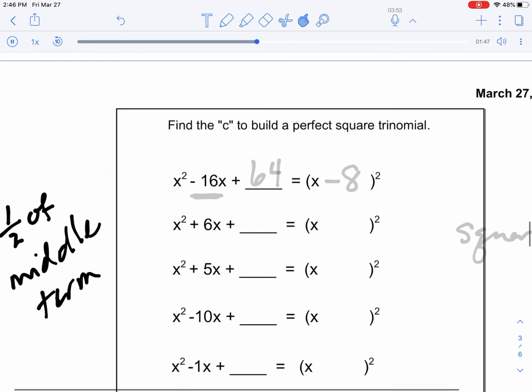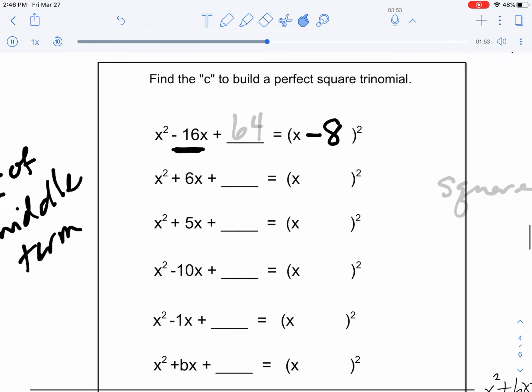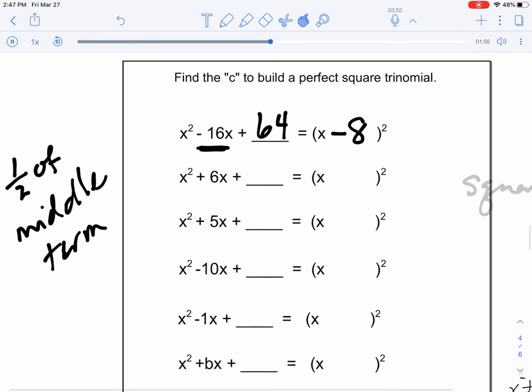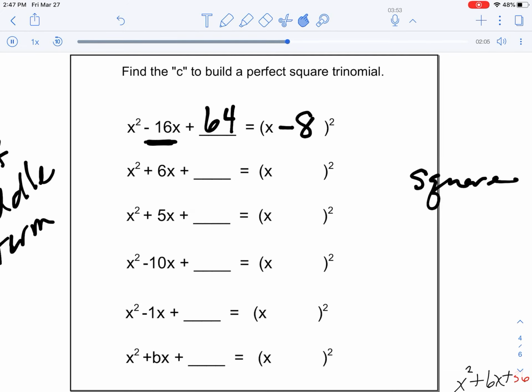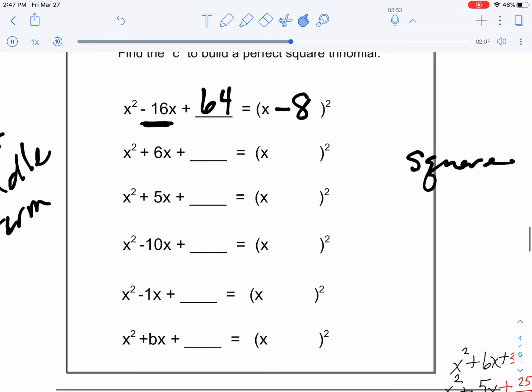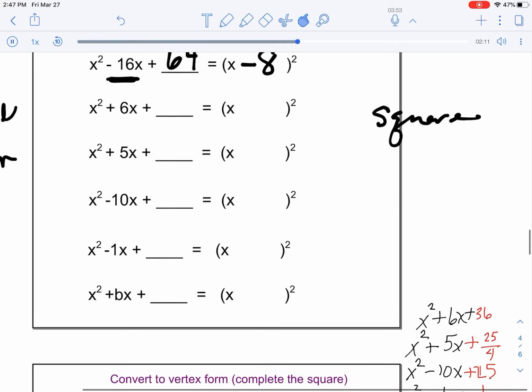Yep, we're doing algebra. So we're looking at this negative 16 in the middle term, and half of it is going to be negative 8. 8 squared is a positive 64. Let's do the others. Half of the middle term 6 is going to be 3, and then we're going to square it. So I'll go ahead and write the answers down below. All right, that's the most important step in completing the square, figuring out what you're missing.